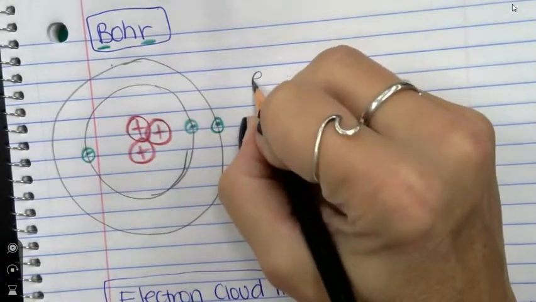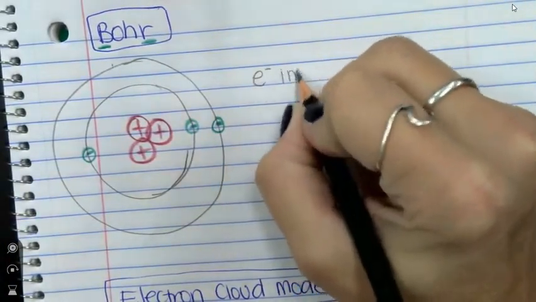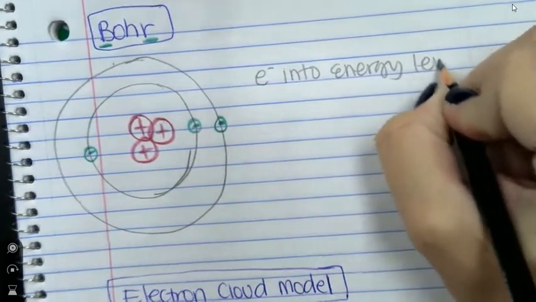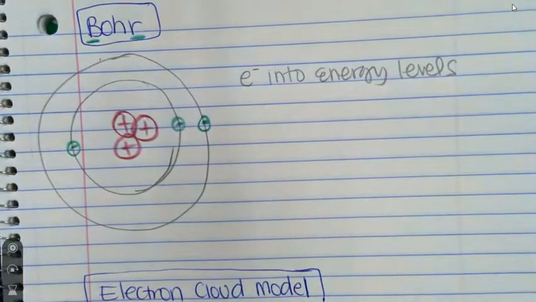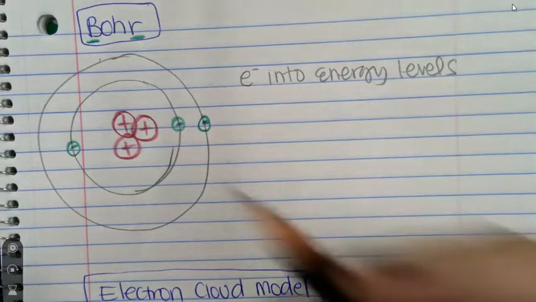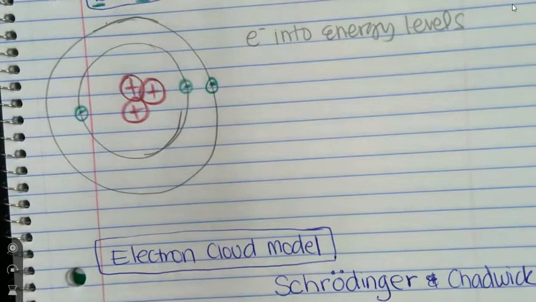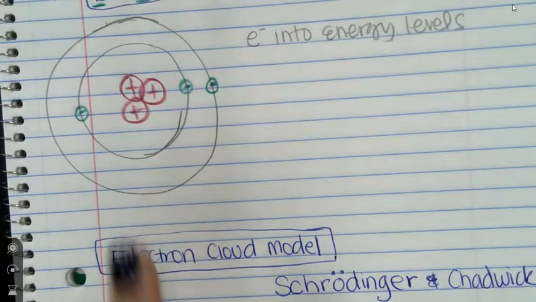So Bohr put electrons into energy levels. The problem with Bohr is that he only really studied hydrogen, and all of his experiments worked well with hydrogen, and then he tried to repeat them with other atoms, and they didn't quite work. He used neon lights. He made gases glow, and then he studied the light that they gave off.